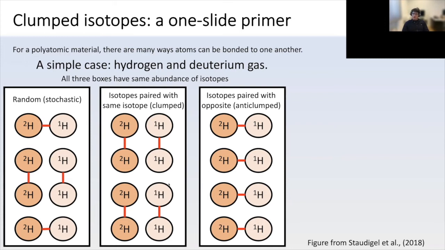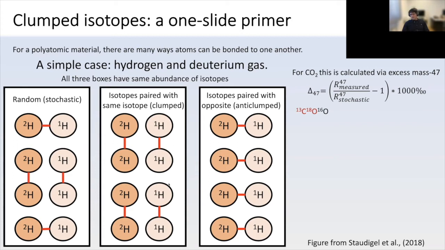So if we do this on CO2 that we liberate from carbonate minerals, we can do the same sort of math, but instead of hydrogen, it's carbon and oxygen, and therefore we look at the abundance of mass 47, which is this clumped isotopologue. So this has a 13 carbon as opposed to a 12 carbon, bound to an oxygen 18 as opposed to just oxygen 16. So this is a clumped isotopologue. And if we measure this in carbonate, we can measure this parameter called delta 47, cap delta 47, which is the measured abundance of this clumped species versus the amount of it that you would expect based on a purely stochastic distribution.